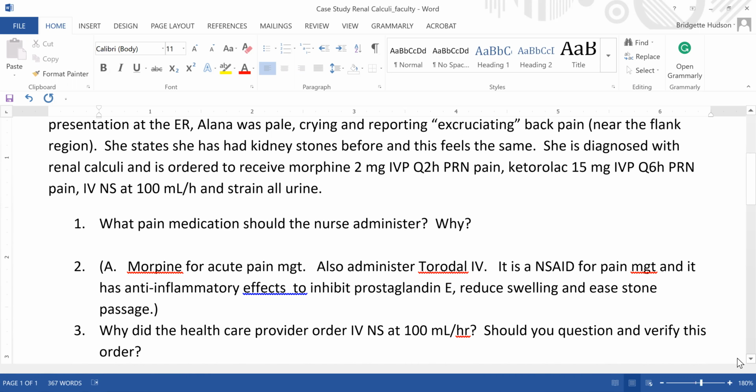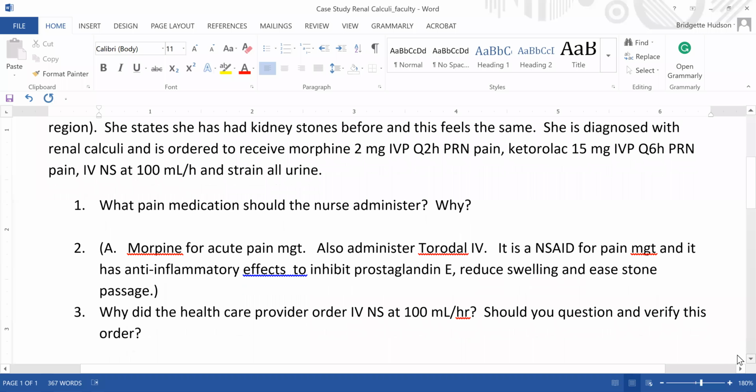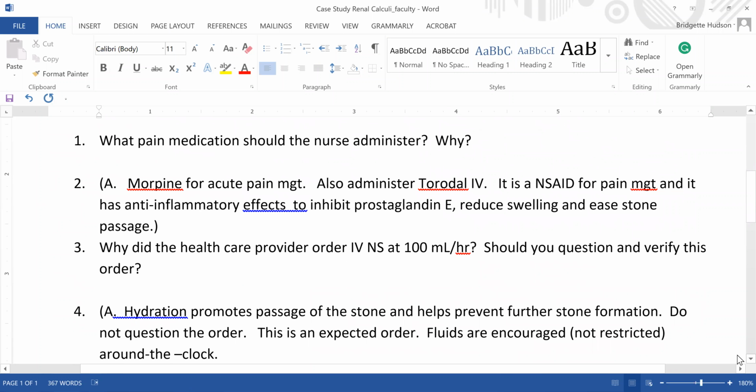All right, so she is currently having a kidney stone problem, right? Can we leave the kidney stone in the kidneys? No. So this is an appropriate order. Fluids are encouraged, not restricted, around the clock. We need to help this stone come out.